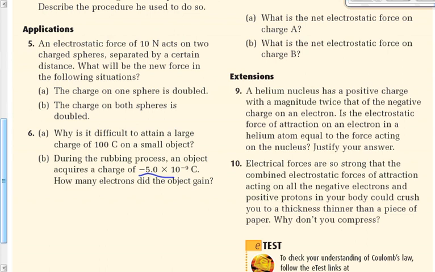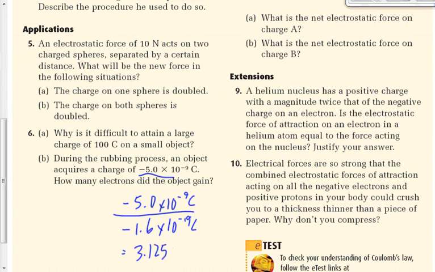What do you always do when you're trying to find a number of something in Physics 30? Good. Take the total and divide it by the amount of 1. Here it's going to be the total charge, 5.0 times 10 to the minus 9 coulombs, divided by the charge of 1 electron. Total charge divided by the charge of 1. And when we do that math, we get 3.125 times 10 to the 10 electrons.